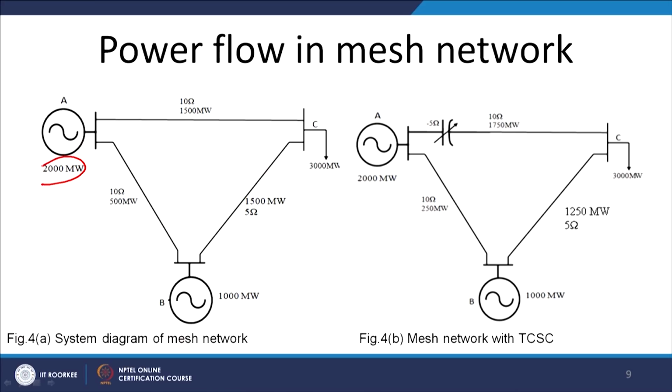Next, let us consider the mesh network. Take a critical case where generation point A has a generating capability of 2000 megawatt, and it has been connected by the line AC, which has a power carrying limit of 1500 megawatt, but ultimately the consumer requires 3000 megawatt of power.